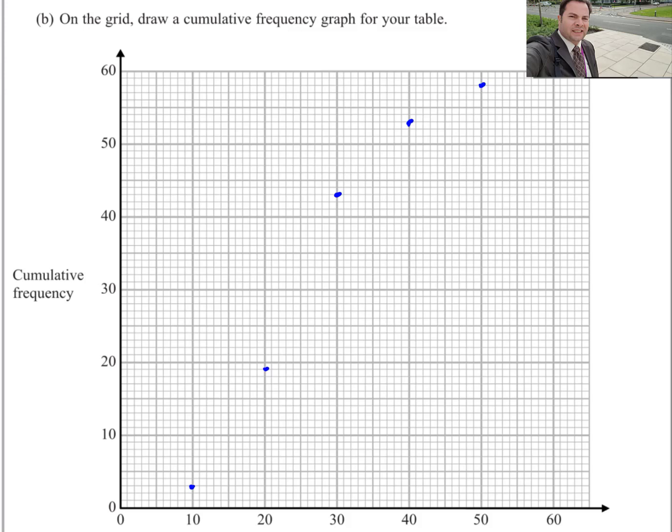You have to join to draw the cumulative frequency graph. The first group, start with 0. Then start to join, with a smooth curve. It will be like this.